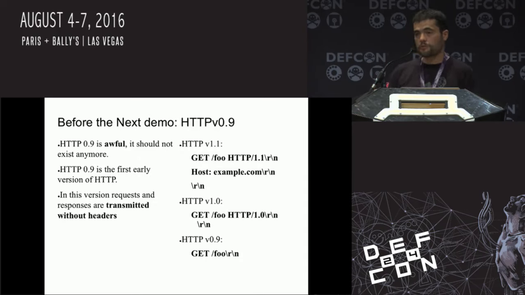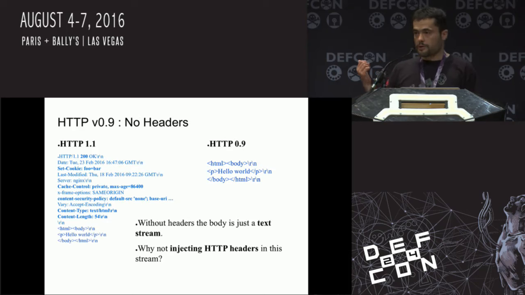There was a second demo, and this one is about HTTP 0.9. HTTP 0.9 is something awful, which should not exist. It was the very first version of HTTP, where you do not have any errors. So you've got an example of what HTTP 0.9, 1.0, and 1.1 look like. On 0.9, you do not have the protocol version. It's just the method and the location, and no errors. No errors also means no errors on the response.